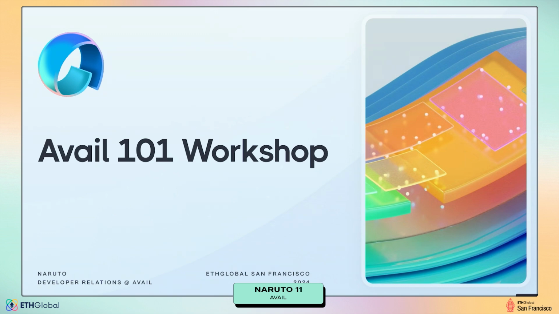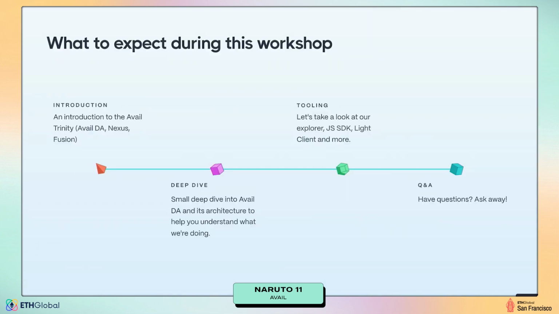But today we're going to be talking about Avail 101, what Avail is, and what you're basically building, or what you can hit on bounties. So what to expect during this workshop. We're going to go through Avail, Trinity, AvailD, Nexus, Fusion. There are three different products, and then from there, we're also going to deep dive into the architecture of Avail, and then some examples of what you can build with.